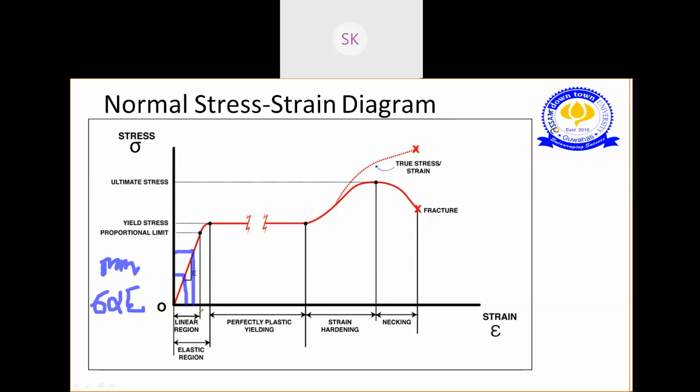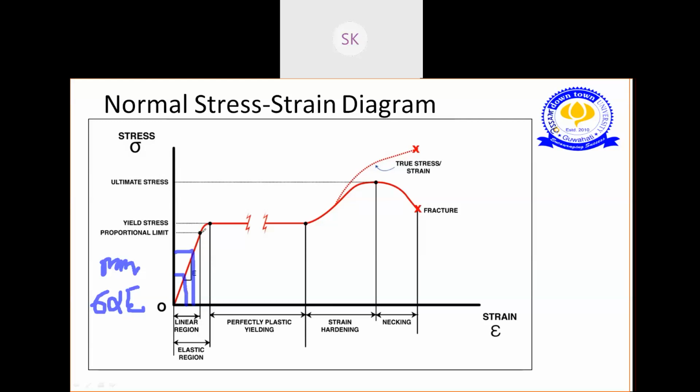This region is the linear region, and the point at the end of this is your proportional limit. Why proportional limit? Because stress is directly proportional to your strain. Now again I stretch one more point. Till this point the structure is elastically deformed. Suppose I'm stretching a rubber and then I leave the force, it will regain its original shape and come back to its original position. So this is basically the linear part of the region.